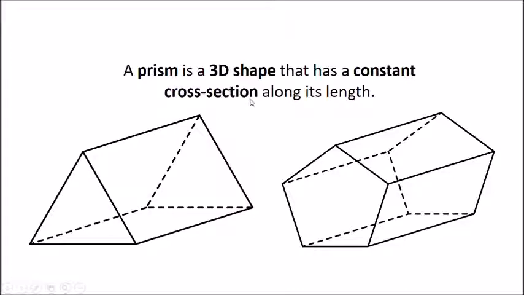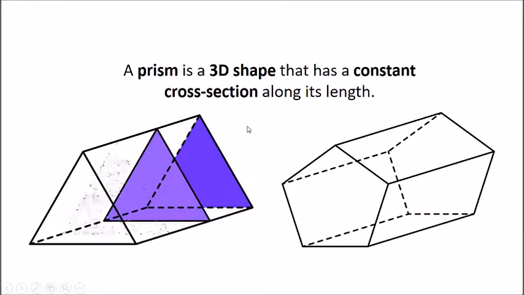Cross-section, you may not have heard this word before, so let me explain what cross-section actually means. So for this triangular prism, we would say that it has a triangular cross-section. And by cross-section, I mean it's almost like a slice of the shape. So if you look at this 3D shape here, no matter where I slice this shape, it's always going to have that triangular face. So that triangular face is called the cross-section.